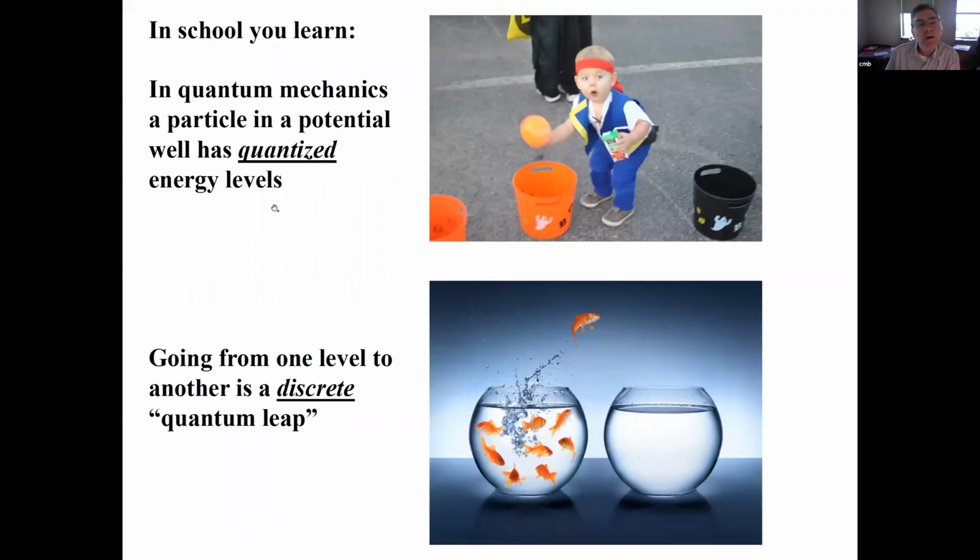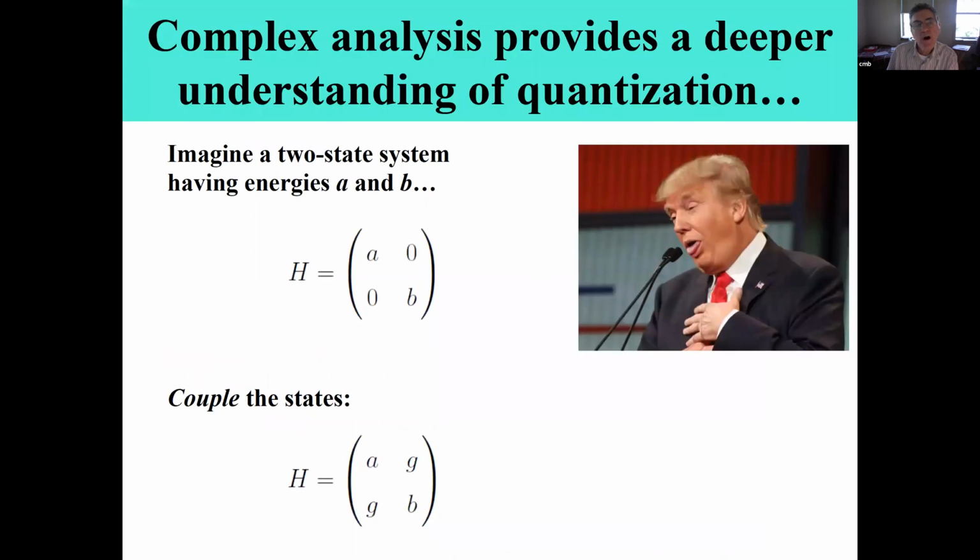Okay, and in school, you learn that in quantum mechanics, a particle in a potential well has quantized energy levels, okay? And you also learn that going from one level to another is a discrete process, and some people call it a quantum leap, okay? But complex variables gives you a deeper understanding of quantization. And let me just give you a simple description. So I want you to imagine a two-state system having energies A and B. He cannot imagine it, but you can.